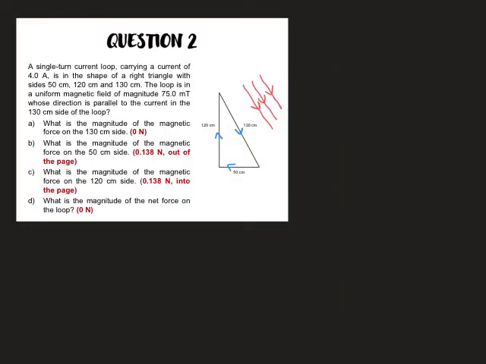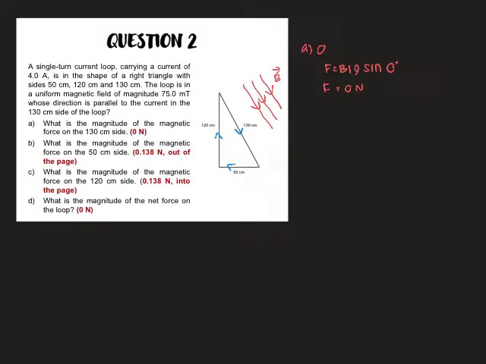Okay, so we are going to answer the second question. We start with part A: what is the magnitude of the magnetic force on the 130 centimeter side? Definitely the answer is going to be 0. The reason is that the direction of the magnetic field, which is this one, and the direction of the current are in the same direction. Therefore F equals BIL sine 0 degrees, so your force is 0 Newton.